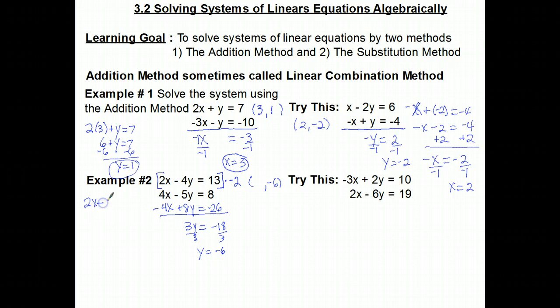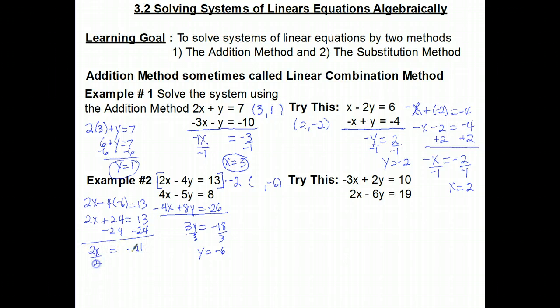2x minus 4, substituting negative 6 for y, equals 13. 2x, negative times negative is positive. 4 times 6 is 24. Solving for x, we get rid of the constant first. We subtract 24 from both sides. 2x is equal to negative 11.